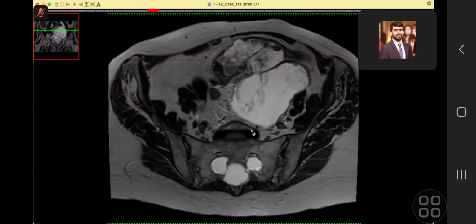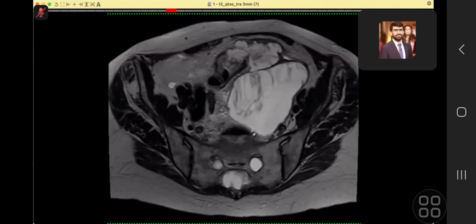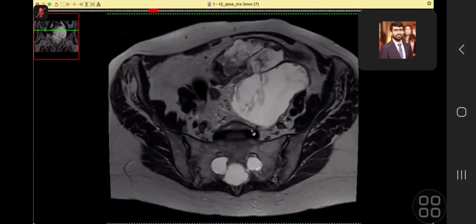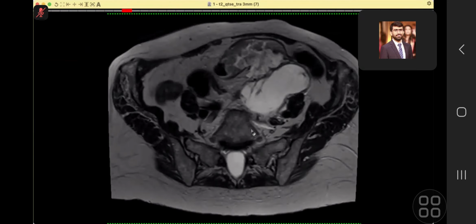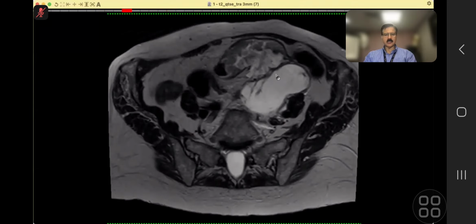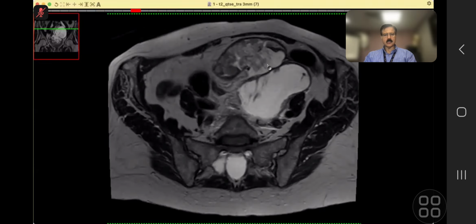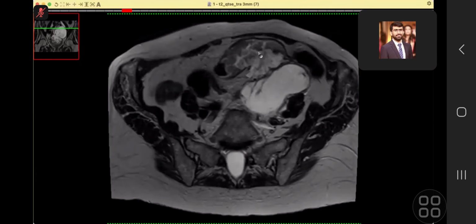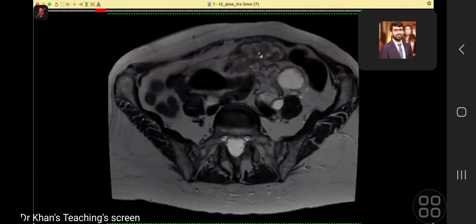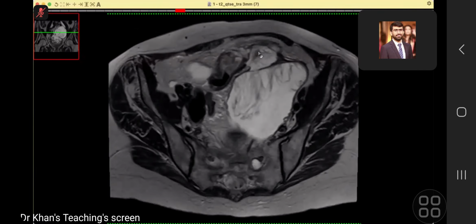So my differentials for this lesion will be, it is a serous cystadenoma of the ovary, and the possibility of... 1 second, please. What structure is this? This one, sir? Yeah. Sir, this is a bowel.